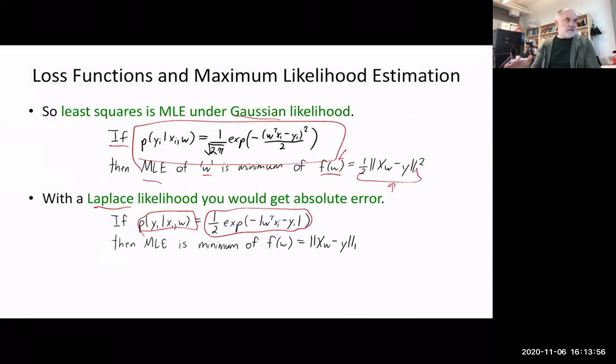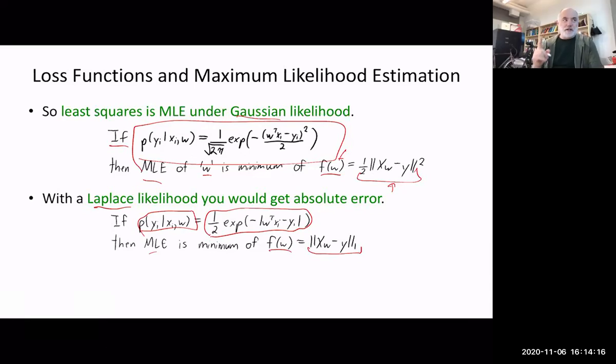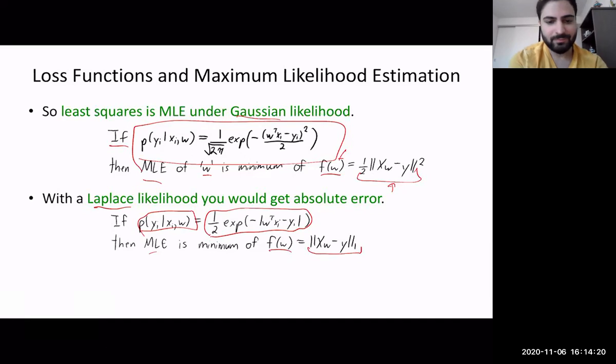And you go through the same procedure of taking derivatives and log likelihoods and summing over the data points, and you get that the maximum likelihood estimate is the minimum of this loss, which, Payman, is the L1 loss. But it corresponds to what kind of regression?